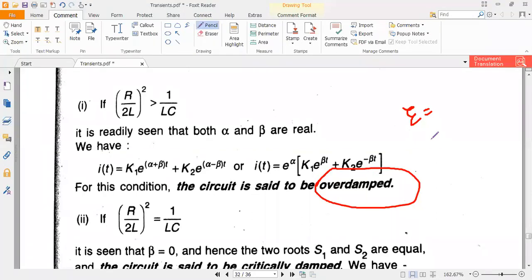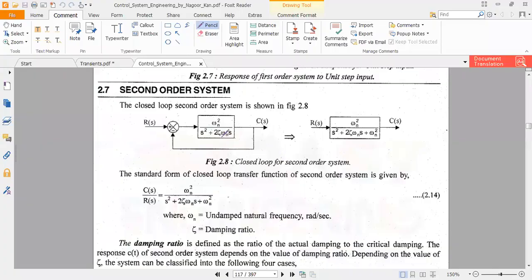Okay, so before that let me go for the other case, because here you have to understand what underdamped, overdamped and critically damped mean. So let me go with respect to the time. In the response of the system with respect to time, in our case of the RLC circuit, we got a second order system.